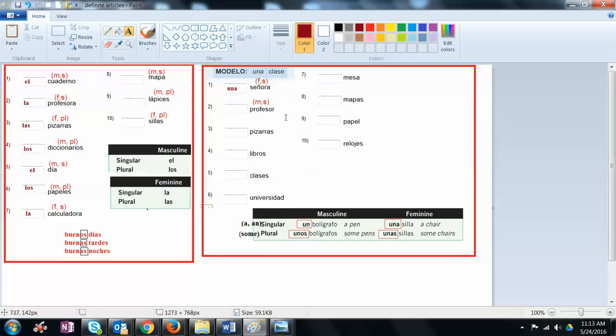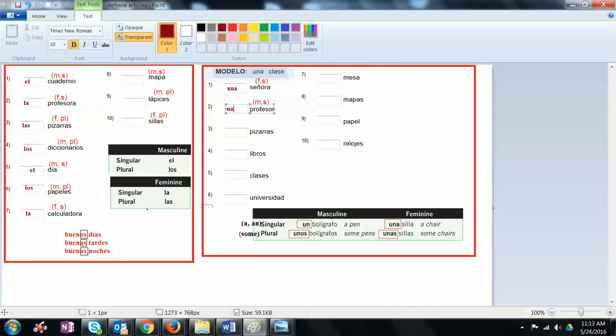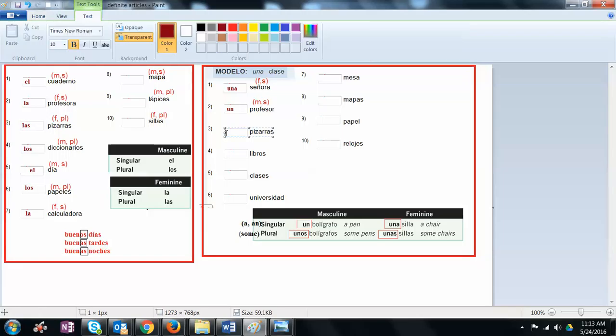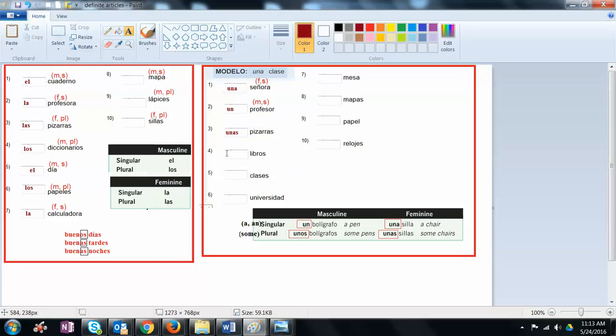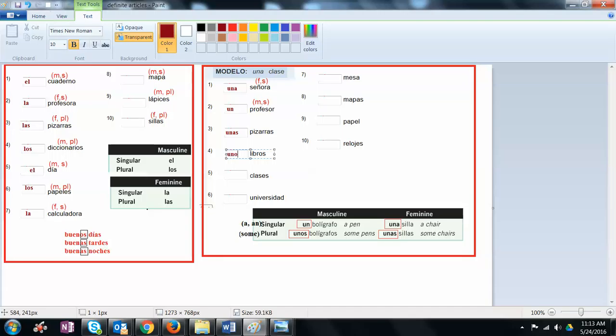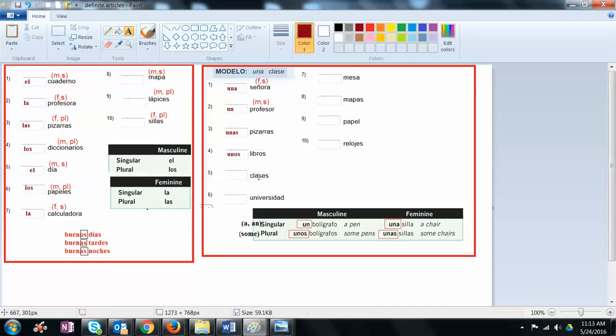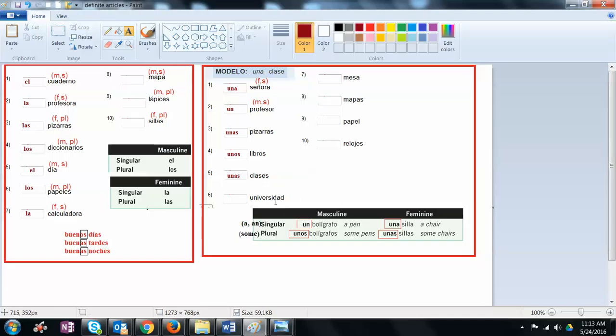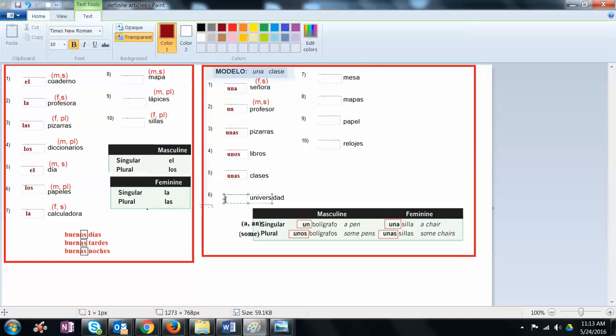This professor, I want to say a professor. It's masculine and singular, so I would say un profesor. Pizarras is feminine and plural, so I would say some pizarras, using the feminine plural spelling of some: unas pizarras. Some books, the masculine plural spelling of some, unos libros. Some classes, class is a feminine word, so I would say unas clases. Universidad ends in AD, which is one of the suffixes that tends to be feminine. So again, that's a feminine word. I'd say a university, una universidad.